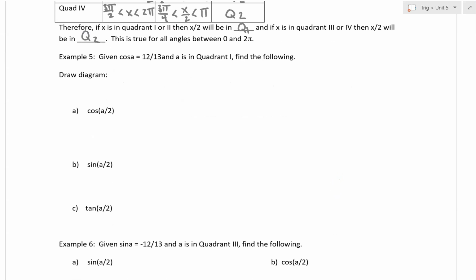Now, example number 5. Given that cosine A is 12 over 13 and A is in the first quadrant, they want us to find these three things: cosine of A over 2, sine of A over 2, and tangent of A over 2. The thing that they're telling you to do is that you should draw a picture. We're in quadrant 1, so you should have a picture that's looking something like this, and here's 12 and here's 13. And we could do the math here. This is going to be 13 squared minus 12 squared, 169 minus 144, that's 25. Or you can just remember this is a 5, 12, 13. That's one of the main ones that get used a lot.